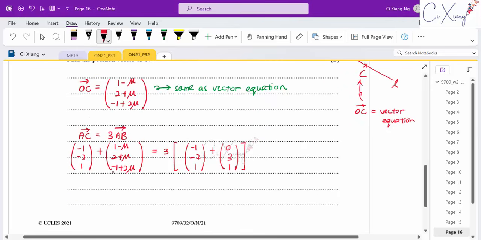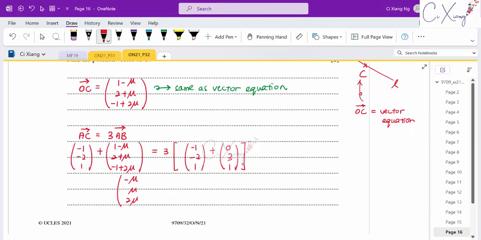Okay, if you try to simplify both sides here, by right, you should be able to get negative mu and 2 mu equals to -3, 3, and also 6. So from here, I think it is very obvious that mu can be equal to 3. Since you know that mu equals 3 already, you can substitute it into the position vector of C, so that you can get the position vector of OC.